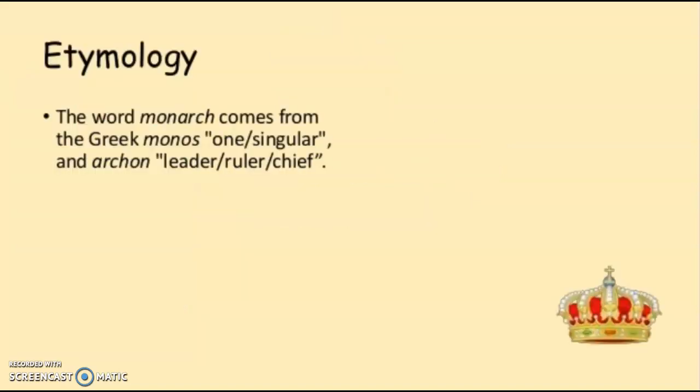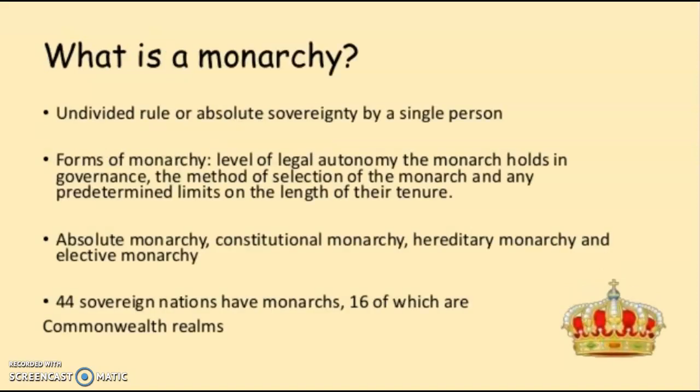Monarchy government. The word monarch comes from Greek monos, one singular, and archon, leader, ruler, or chief. What is a monarchy? It's the undivided rule or absolute sovereignty by a single person. There are forms of monarchy.